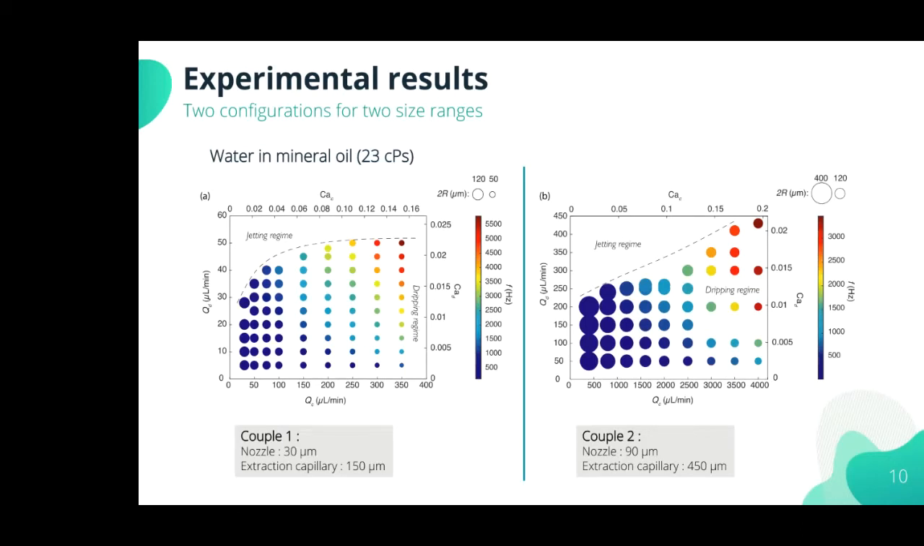This graph of the experimental results show four information: the flow rate of the droplet phase, QD, on the horizontal axis, the flow rate of the continuous phase, QC, on the vertical axis, the size of the droplets, proportional to the size of the bullet, and finally, the droplet generation frequency indicated by the color scale. We observe with the geometry of couple one that droplets are generated in a range of diameter from approximately 50 to 120 microns, with a high monodispersity characterized by a coefficient of variation less than 2%.